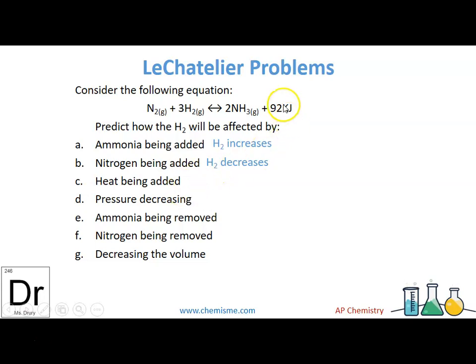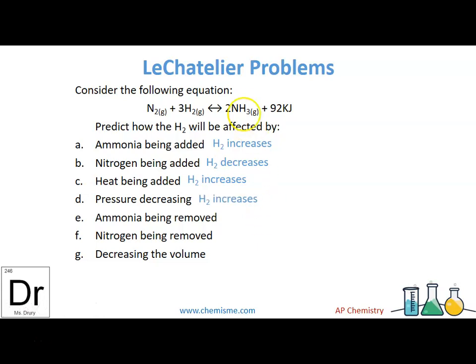Heat being added means we're going to increase this 92 kilojoules. It will decompose the ammonia and read it backwards. That will form more hydrogens. If pressure decreases, that means that you're letting the gases spread out. That means they have more room, and so you'll favor the side with more moles, which is the left with 1 plus 3 moles. The right only had 2. So I'm going to favor the left side by forming it, and the hydrogen will increase.